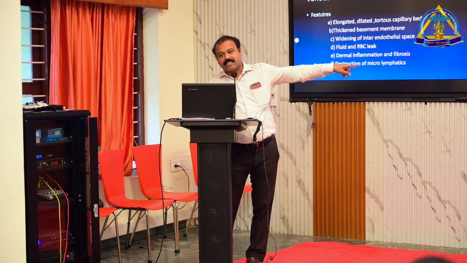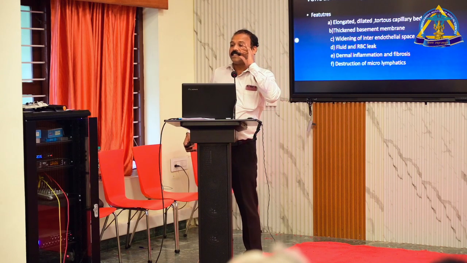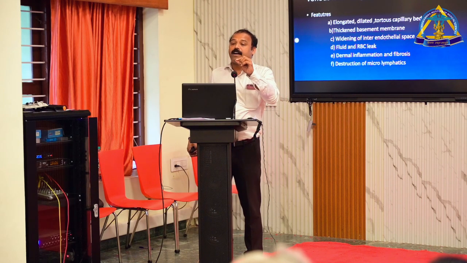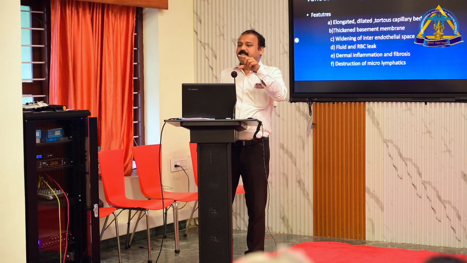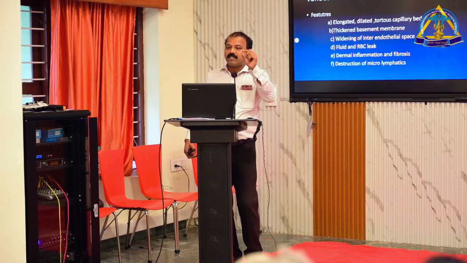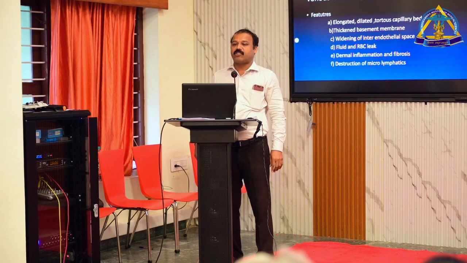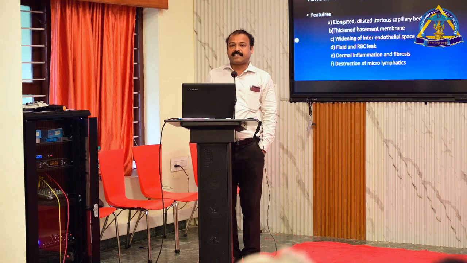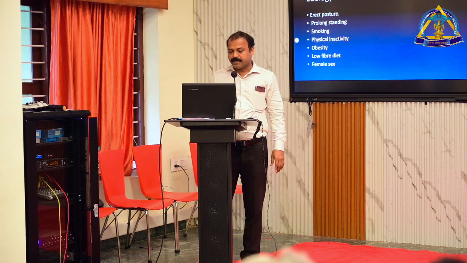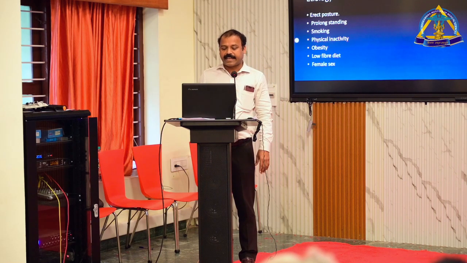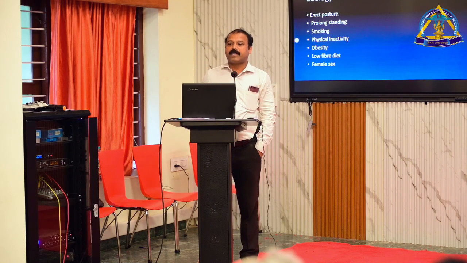That fibrosis causes destruction of the microlymphatics. That is the reason many chronic venous insufficiency patients have lymphedema-like features, with changes which occur in elephantiasis: dry and fibrotic skin with small elevated nodules. You can get this in venous ulcer due to microlymphatic destruction. This is the pathophysiology. And etiology, everyone knows: erect posture, prolonged standing, smoking, obesity and female sex because of the hormones.